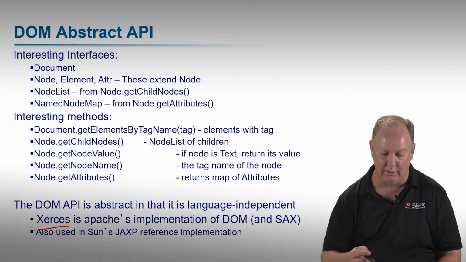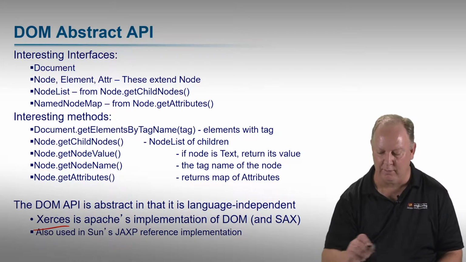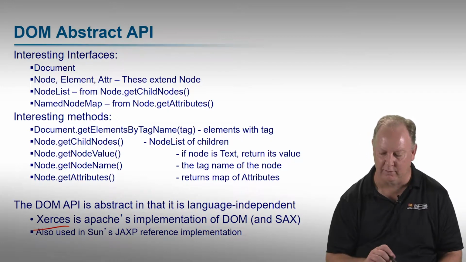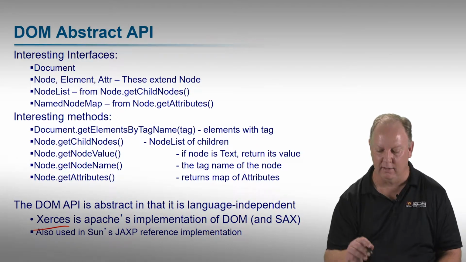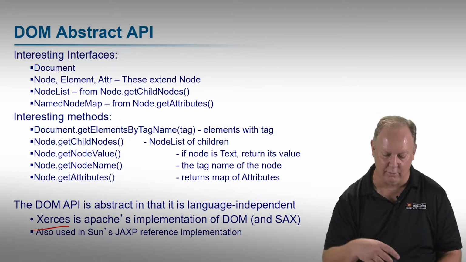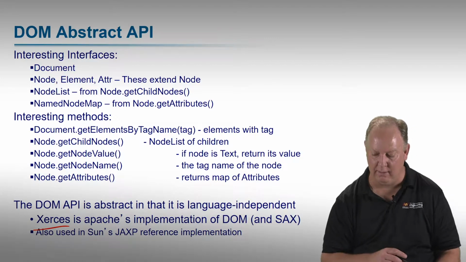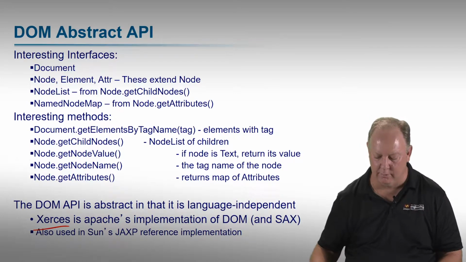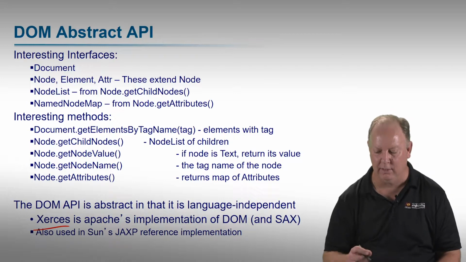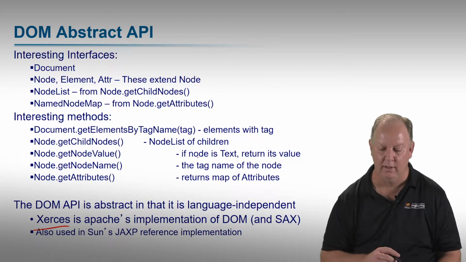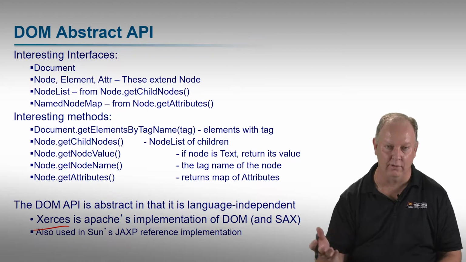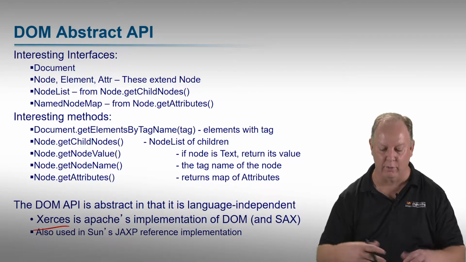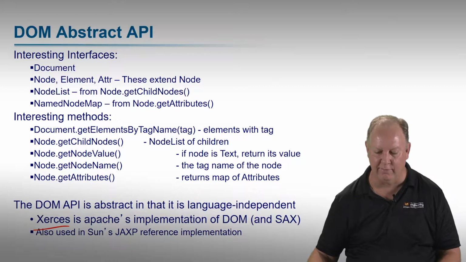Some interesting ones that you might want to call: in the document, get elements by tag name. I could get all the elements with a specific tag value. I could get the child nodes of a particular node. I could get the node value. If that node's text, it would return the value of it. I could get the node name. I could get its attributes and so forth. All these kinds of getters, as you might expect working with a tree-based API. And if I wanted to traverse, I could get the child nodes, get a node list, and then iterate through it and go get those nodes and get their child nodes. I could do this kind of breadth-oriented traversal of the DOM tree if I wanted.